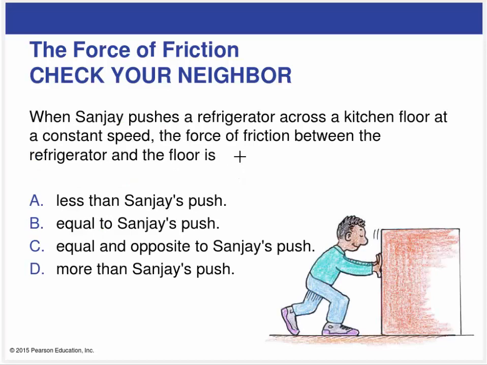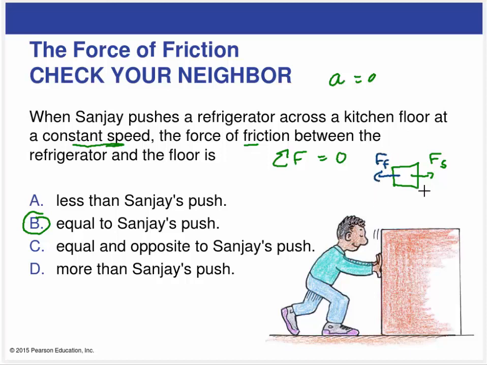Let's take a step back and think about this problem. Now that you've thought about it a little bit, the key word to watch out for is constant speed. That tells us that the acceleration is equal to 0, so the net force, or the sum of the forces, must be equal to 0. So as Sanjay pushes on the floor at a constant speed, the force of friction must be equal to Sanjay's push. Here we have the force due to Sanjay, and we need to balance this out perfectly by the force due to friction, so equal and opposite.